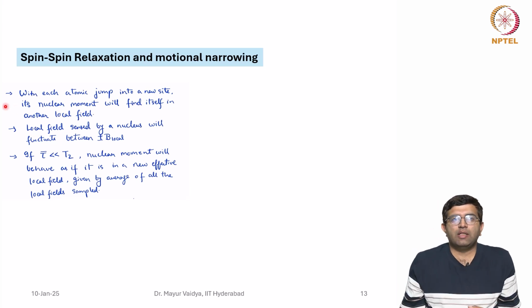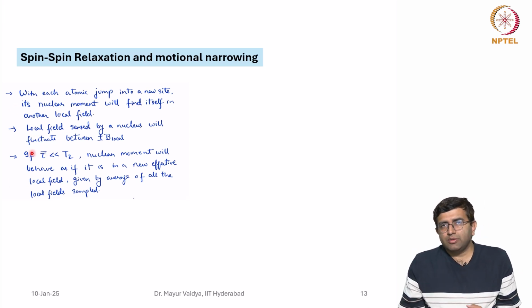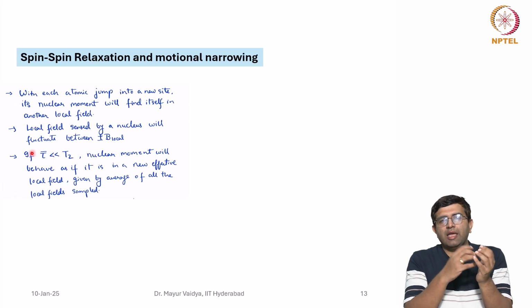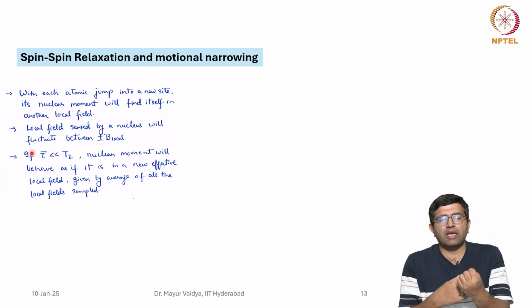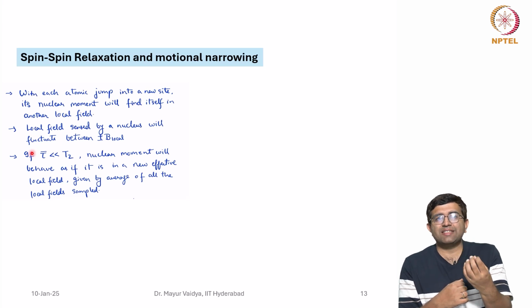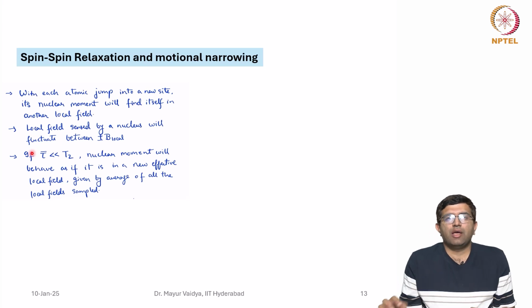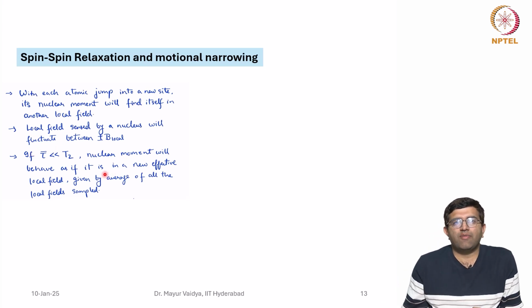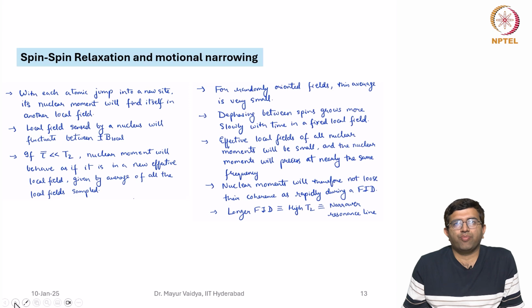So, if this tau bar, which is the residence time of the atom on a particular lattice site, is very much less than T2, which is the relaxation time for the rigid lattice, then the nuclear moment will behave as if it is in a new effective local field, which is given by the average of all the local fields sampled.